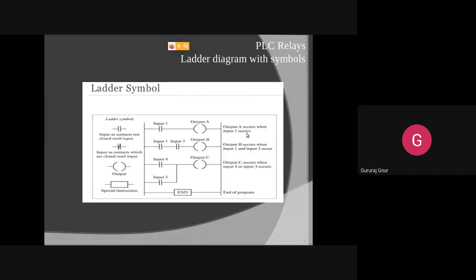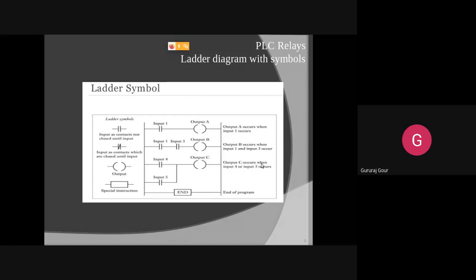Okay. So now we can see output B occurs when input 1 and 3 occur. So it is something like an AND gate. We can see this one. Only when both are on, you will be getting output.